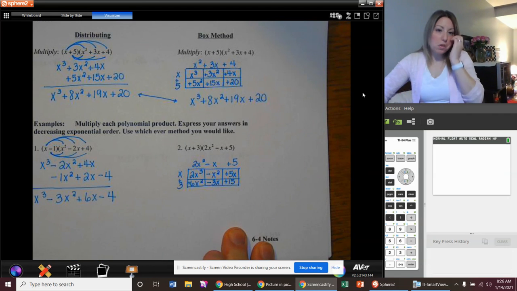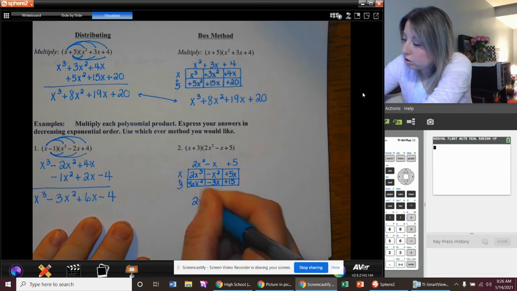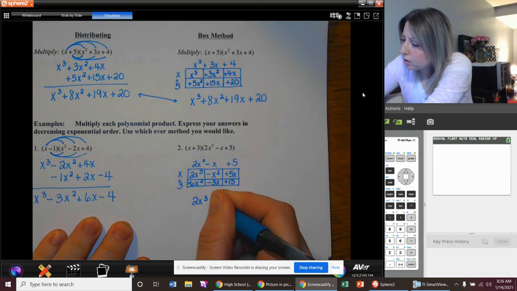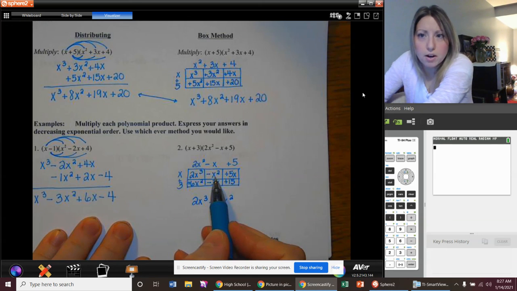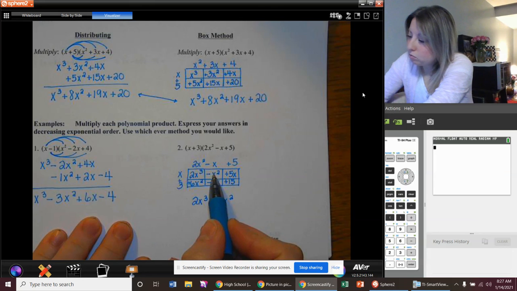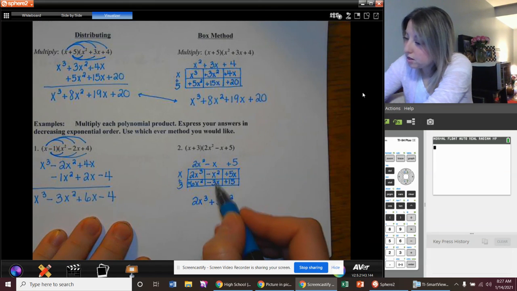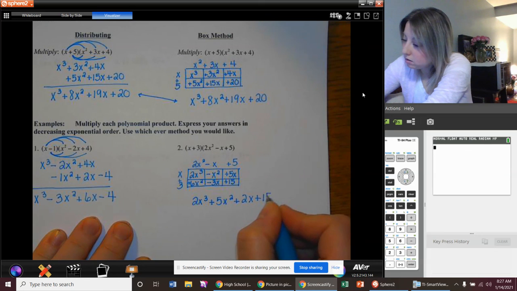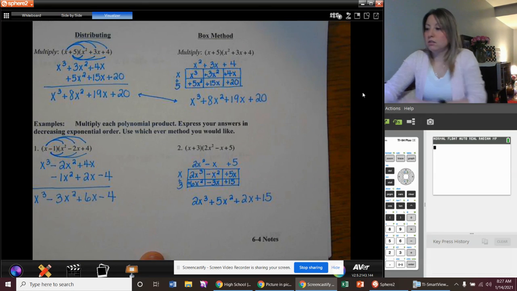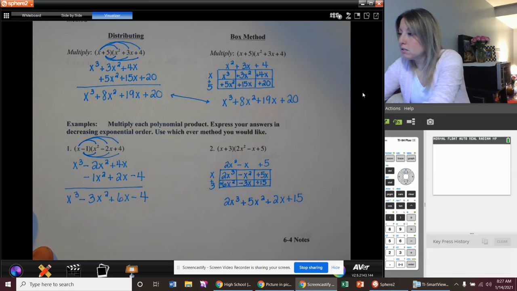Neato. Let's get our answers together. So 2x cubed plus 5x squared, negative 1 right here, right? So 6 minus 1 is positive 5x squared. Negative 3 here, so 5 minus 3 is positive 2x, and a plus 15 at the end. There we are. All righty, my algebra friends.